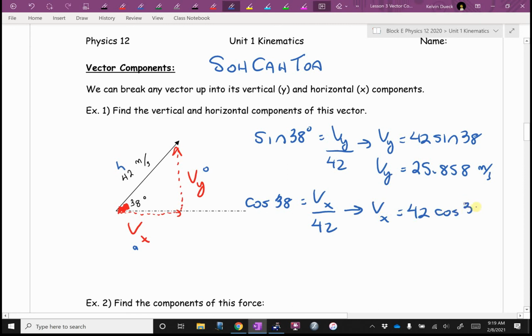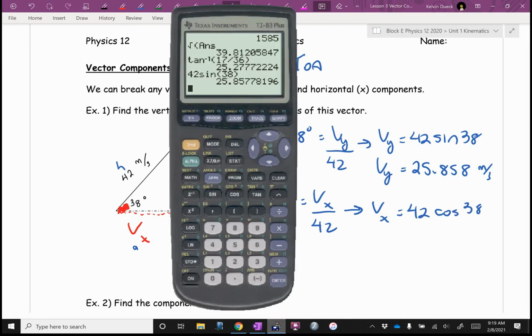Hey, Petco, are you saying that I can just backspace and change the sine to a cos and not have to retype everything, because everything else is exactly the same? Well, I'll do that. Less typos, less typing. And I get 33.096.